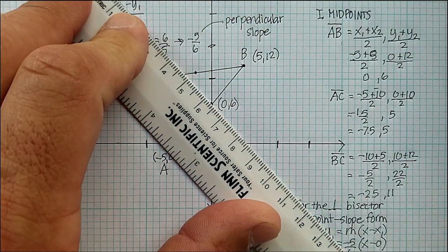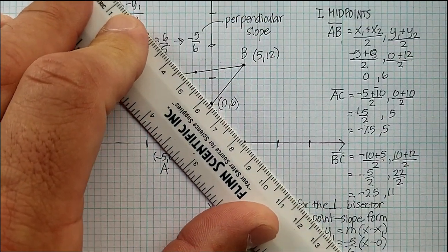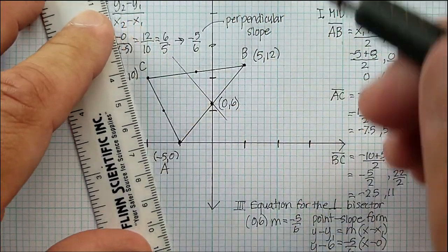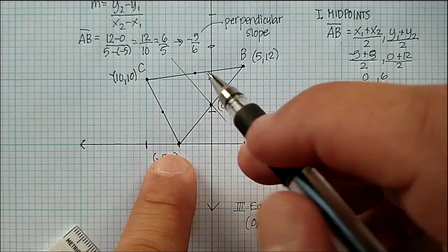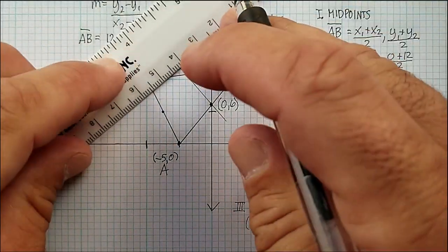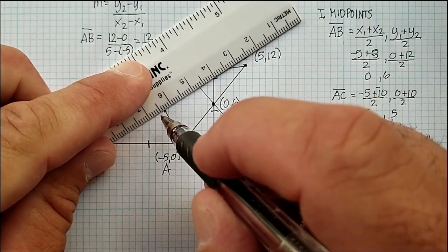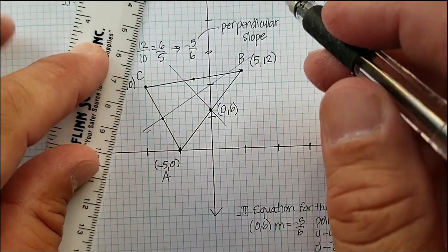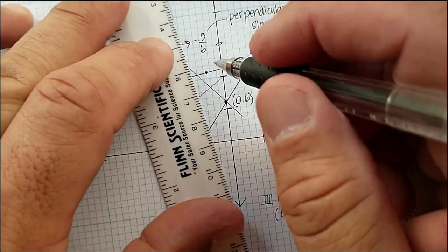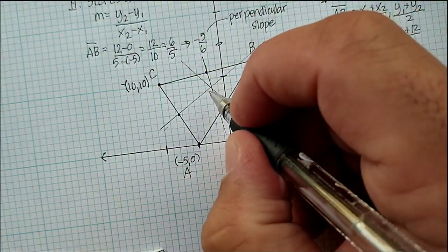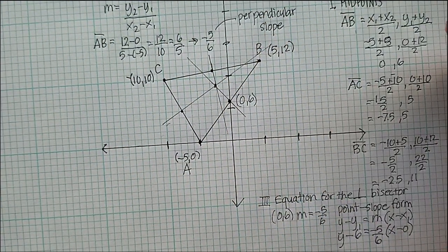Actually, I'll just do it this way. You'll get a line that looks like that, and if you do that for each one of your sides, you'll get exactly where your circumcenter is located. I'm just going to eyeball it here so you can see. And then finally, one last time. And that will be your circumcenter.